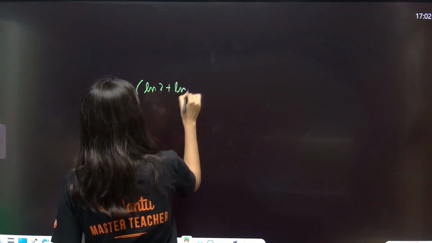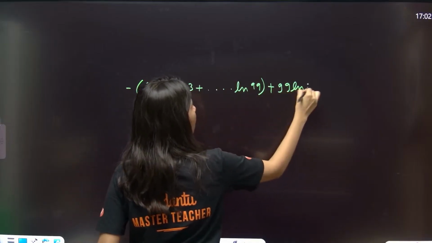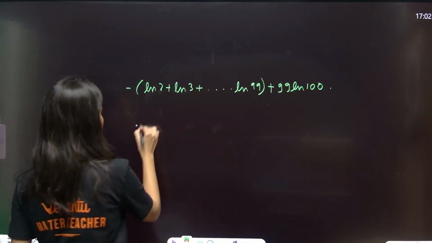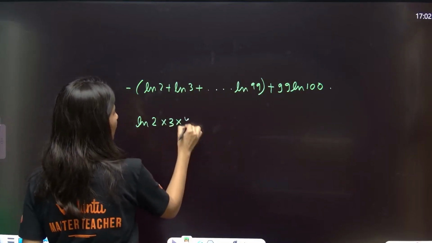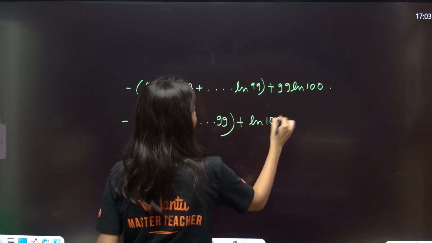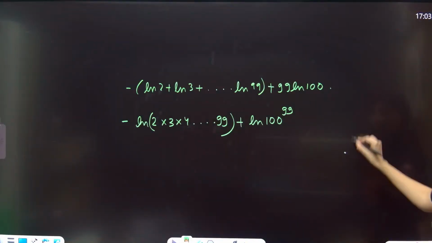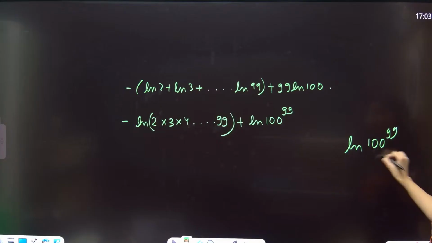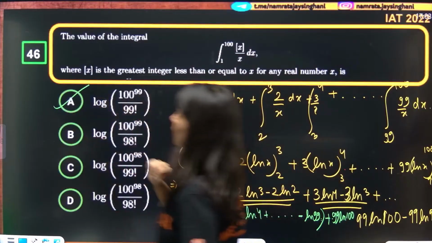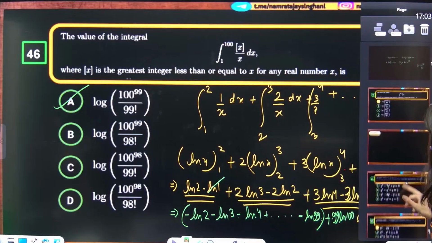Let me rewrite. Minus log 2 plus log 3 and all the way up to log 99, plus 99 log 100. So now this is the negative sign times log of 2 into 3 into 4 and all the way up to 99, plus log of 100 to the power 99. If I go back, this is how we are getting log of 100 raised to the power 99 upon 99 factorial, which matches option A, my dear students. Yes, this is a very good question. Option A is absolutely right.